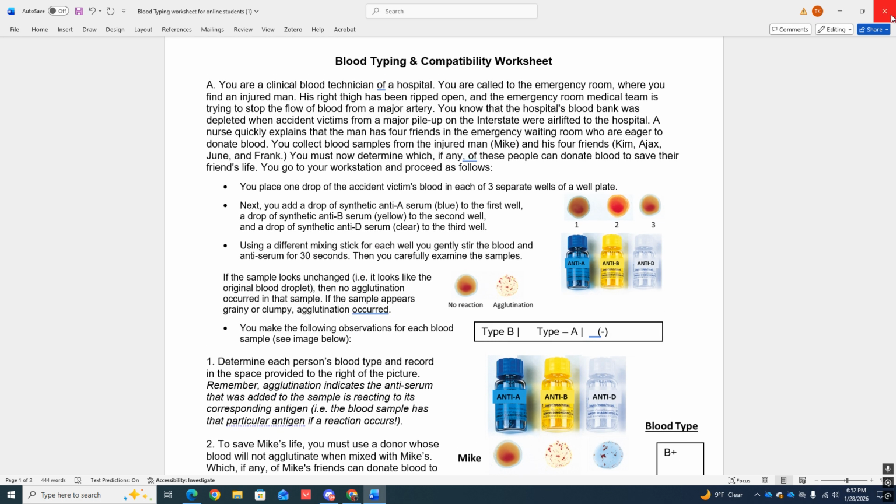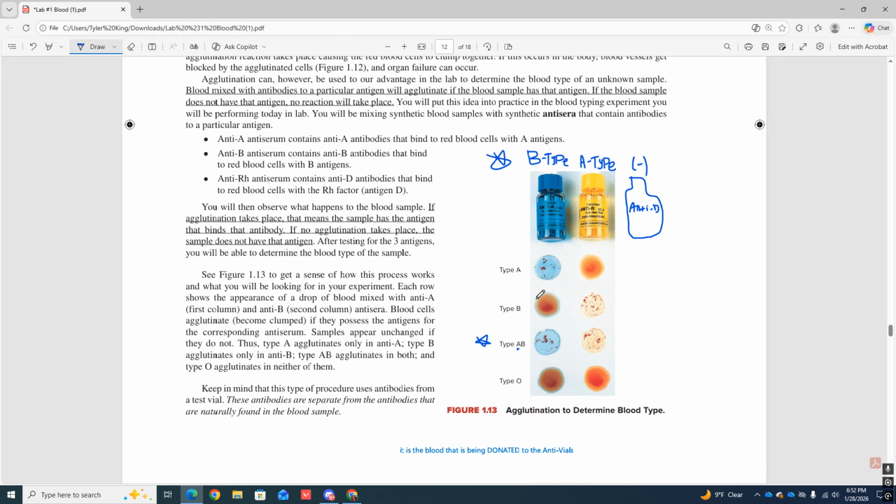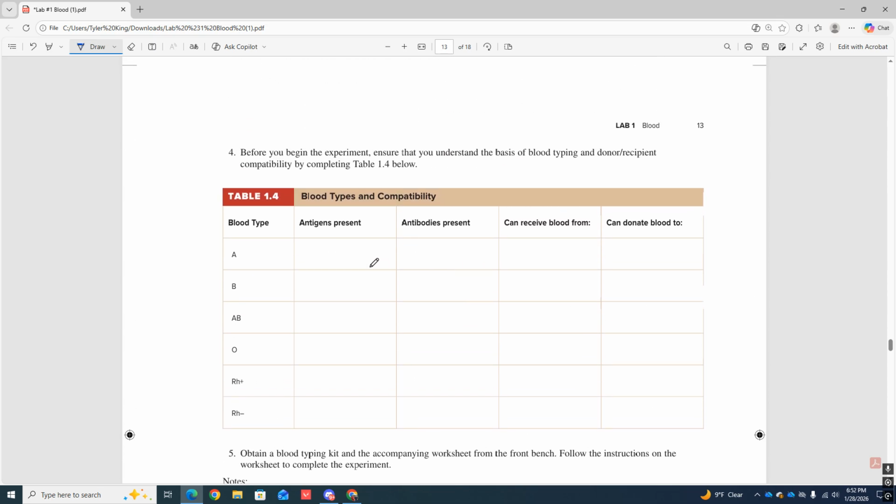Okay, so with that, guys, don't save. So we're good down here. Let's fill out the blood types compatibility chart real quick, all right? And then we will be all good with this video.